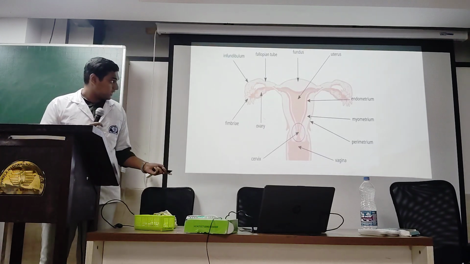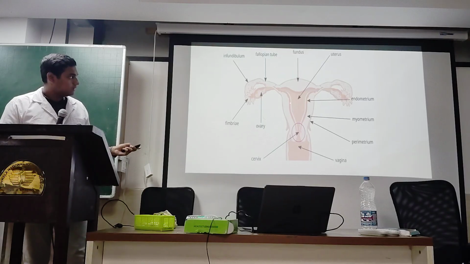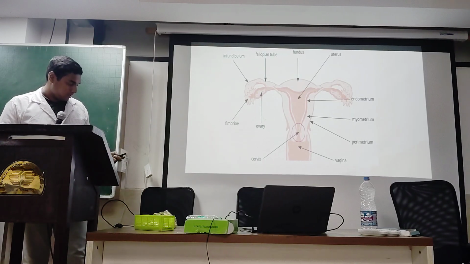This is the diagram representing the same. This is the fundus. This is the outer layer, middle layer, and the inner layer. This is the uterine cavity.